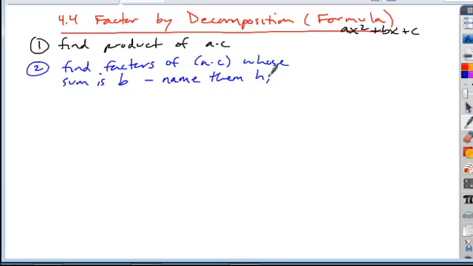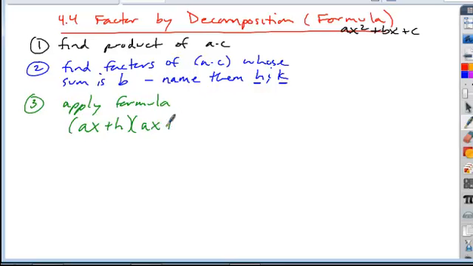This time, though, we're going to name them H and K. And so we're going to actually label or identify these. Okay, so we have values H and K from that. Once you get your H and K values, and you already know your A value from the original form, you can plug these into the formula for decomposition, which is factor AX plus H, a second factor AX plus K, and divide that whole thing by A.